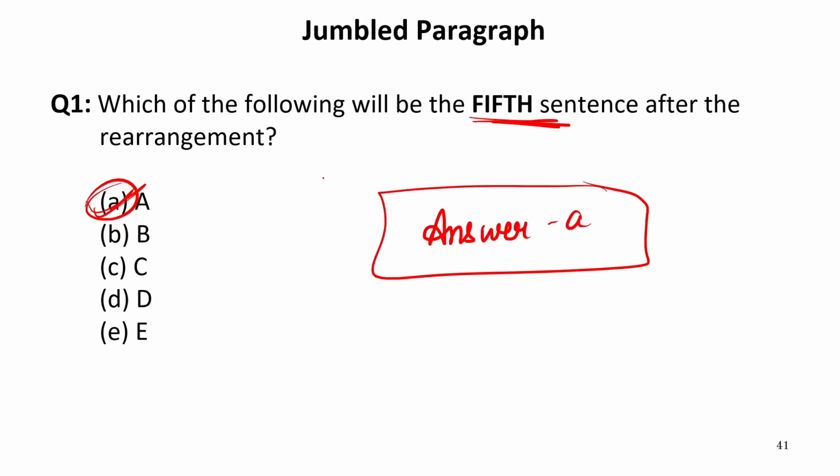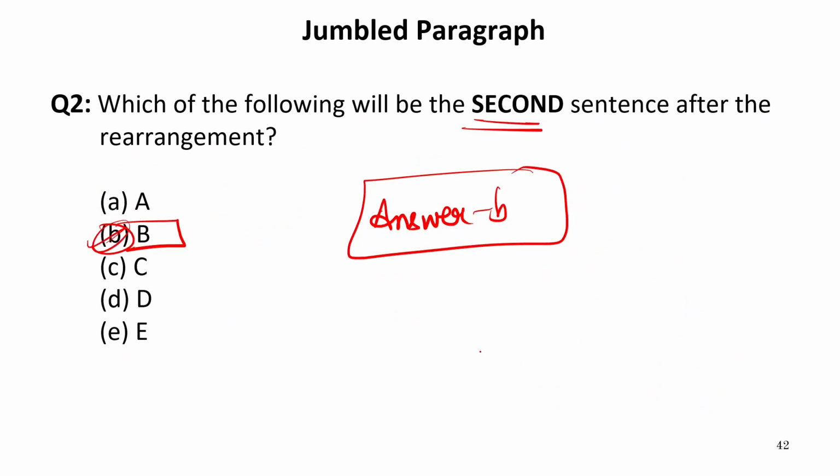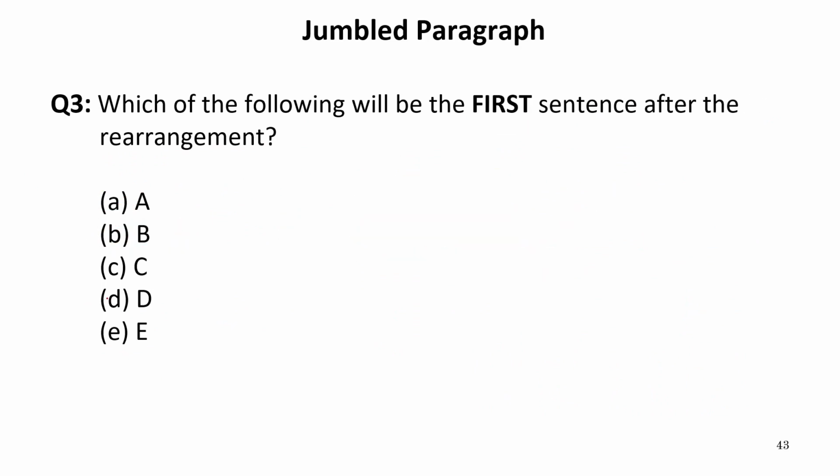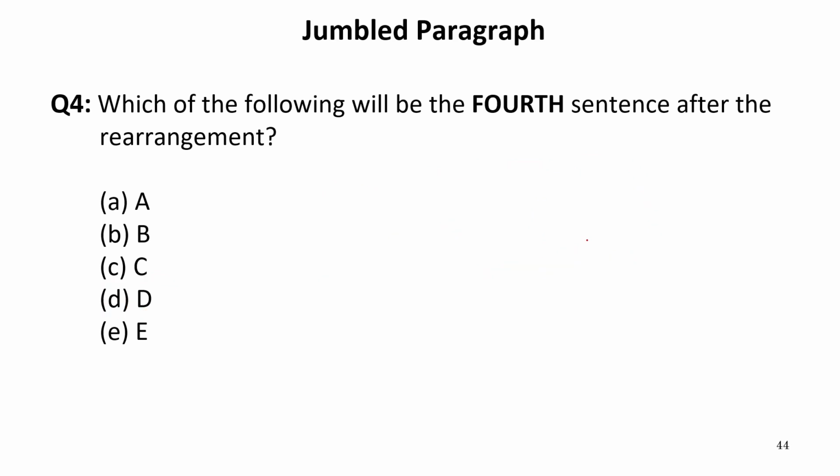Now let us move to the next one. First sentence after rearrangement. Of course, it is D. So the first sentence is D. Now let us see it in the options. Obviously, it is written in option D. So our answer is D, because the first sentence of the rearrangement is D. Now let us move to the next one.